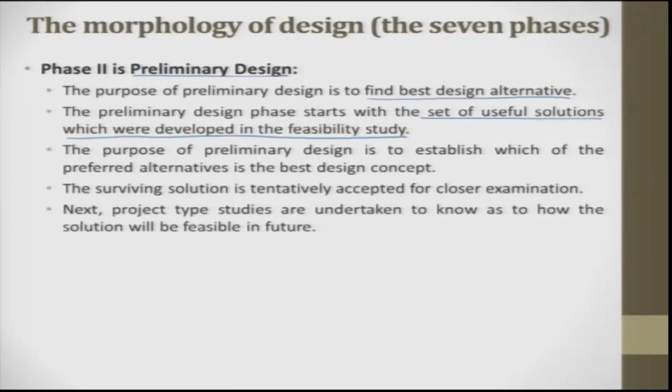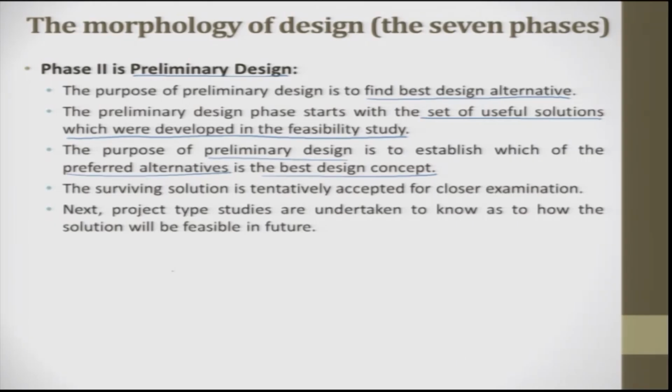So, that is what we say, the preliminary design phase starts with a set of useful solutions which were developed in the feasibility study. The purpose of this preliminary study is to establish which of the preferred alternatives is the best design solution. So, out of the 4, you now start working on which one is the better one. Again, here we do concurrent engineering today, and we use the best material, the best manufacturing process, the best sales person, the best accountability person, the best costing person, all of them join together and start picking the best solution.